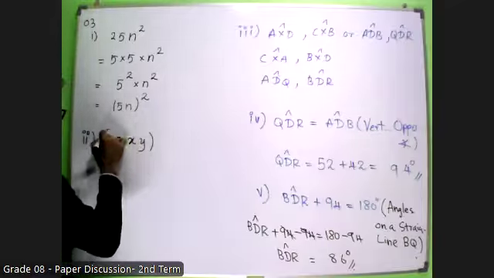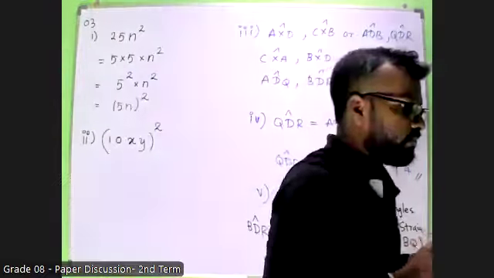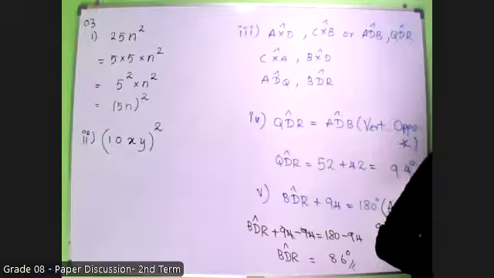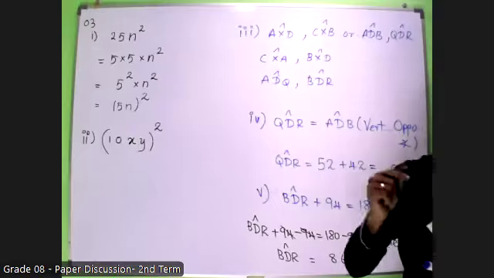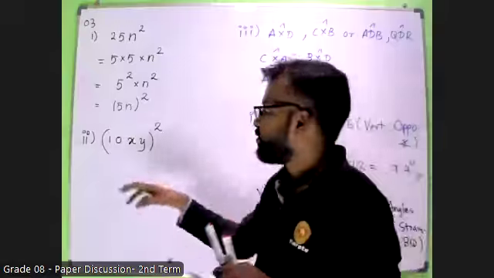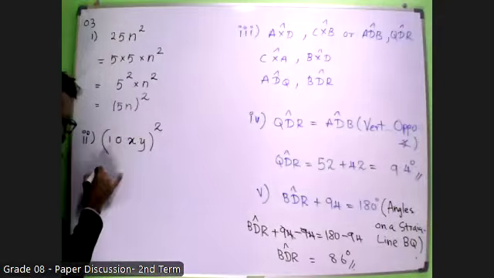10xy whole thing to the power 2. So please correct them in your paper. Write 10xy to the power 2 as a power of product and simplify. So you have to write this as a power of products.